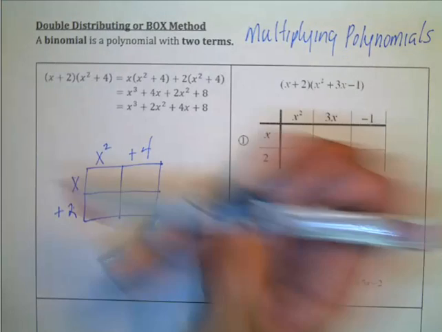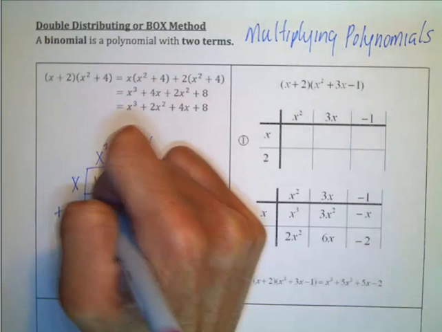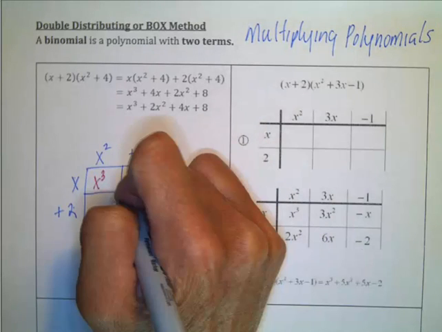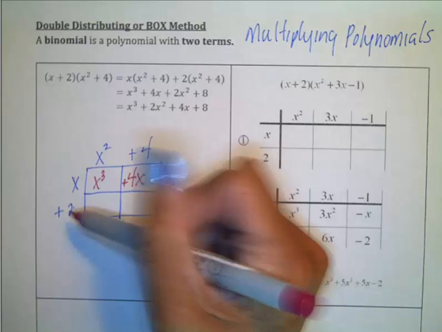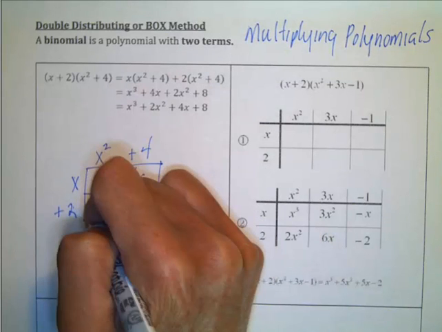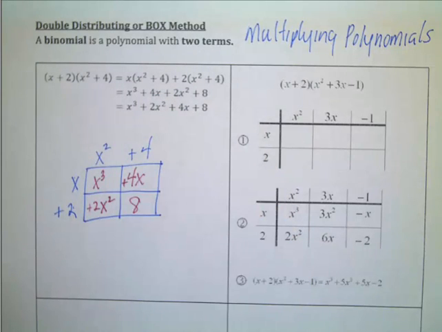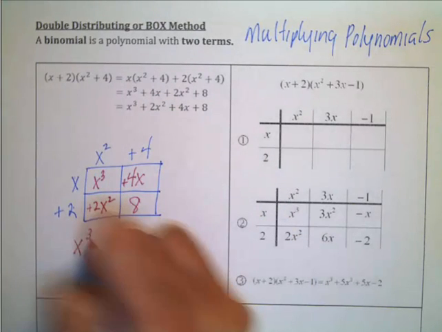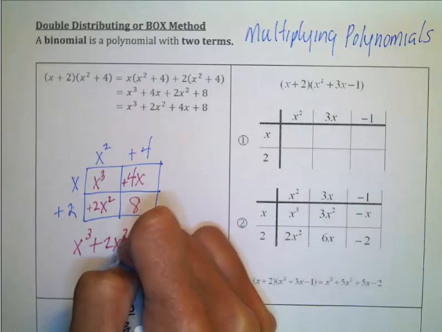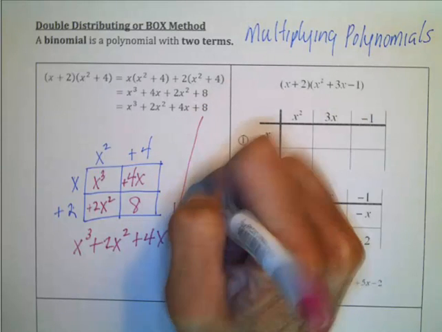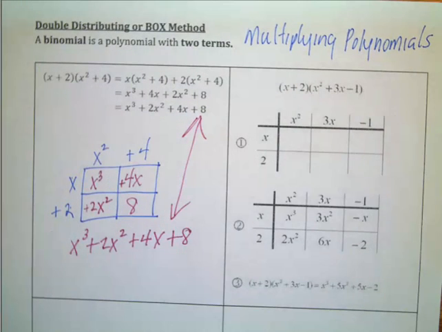So x times x squared is x to the third. X times 4 is 4x, and that would be positive. Then we have positive 2 times x squared, so it's positive 2x squared. Positive 2 times 4 is 8. We need to put it in our final answer, so x to the third plus 2x squared plus 4x plus 8. And they match. So it does not matter which method you use. Pick a method and always do it that way.